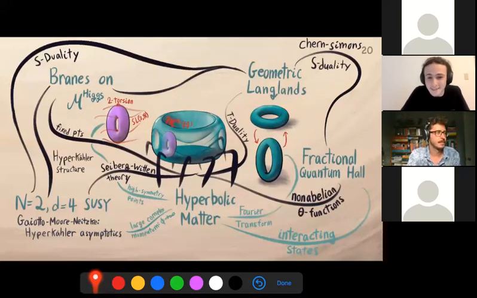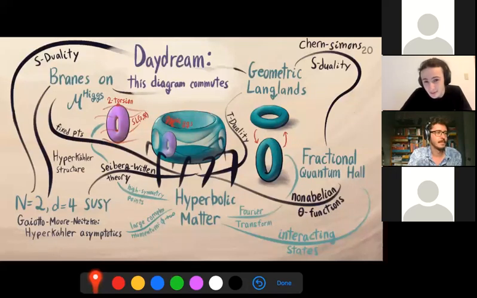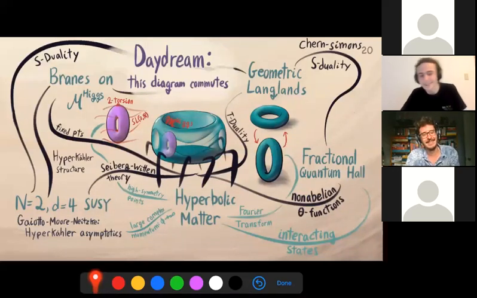I can't call this a conjecture because basically the only evidence is aesthetic, but I can call it what it is, which is a daydream. The daydream is that this diagram commutes. Okay, and that's all I have to say. Thank you.